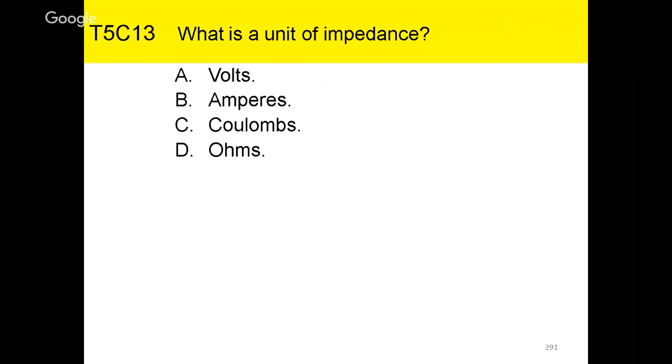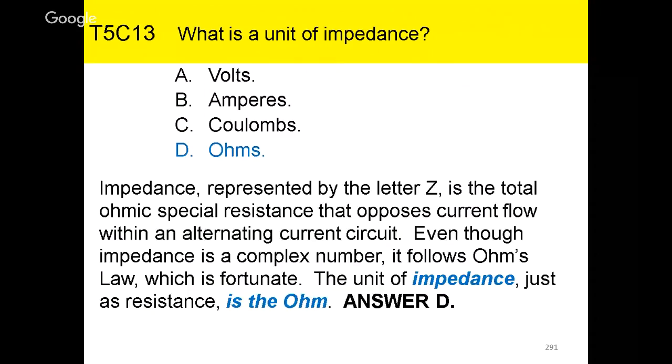Okay, so what is the unit of impedance? Well, it's kind of like a resistor. It's ohm. I don't want to get too confusing here, but it's represented by the letter Z. If you see the letter Z, we're talking about impedance.